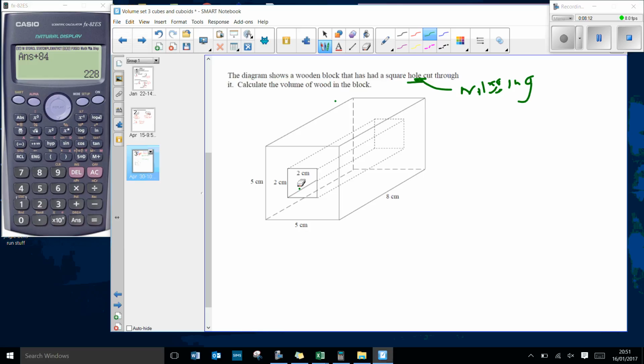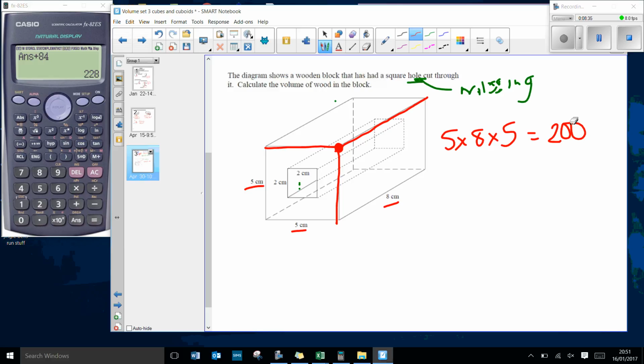So to do the big cuboid, if I focus on this vertex here, I've got this measurement, which I can see is 5, this measurement, which I can see is 8, and this measurement, which I can see is also 5. So that gives us 5 times 5, which is 25, times 8, which is 200.